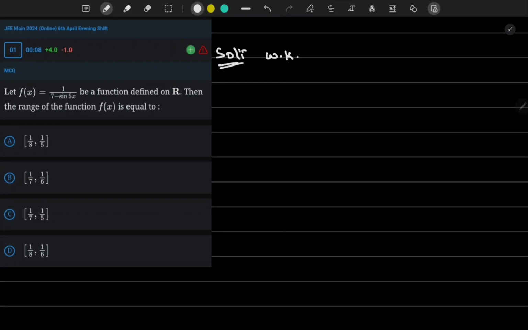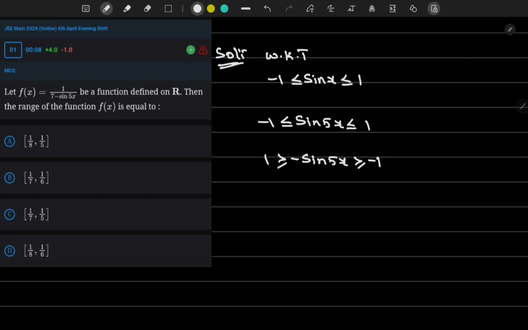We know that sin x value lies in between minus 1 to plus 1. Then sin 5x value also lies in between minus 1 to plus 1. Now let me multiply minus on all sides. Then minus sin 5x lies in between minus 1 to plus 1.